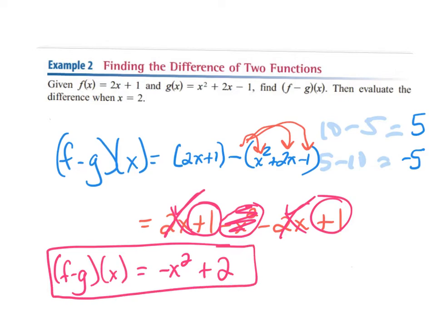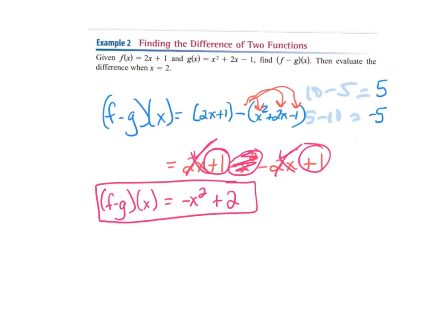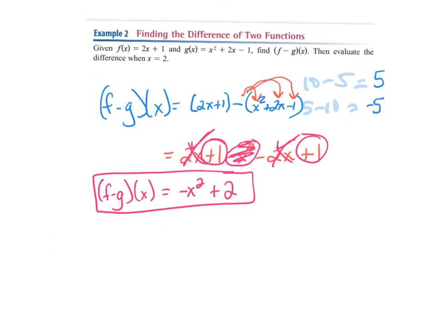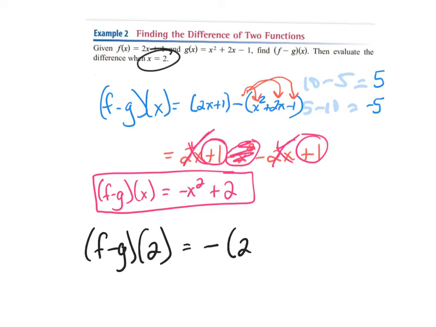I kept it in terms of x. That means I want x's in my answer. So now when I evaluate, I'm going to say, okay, now I have f minus g of 2. They want me to plug in 2. So I have negative 2 in parentheses squared, plus 2.